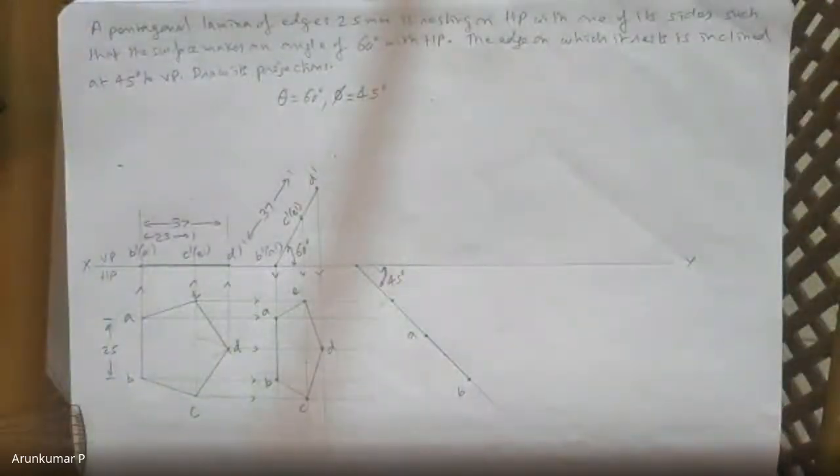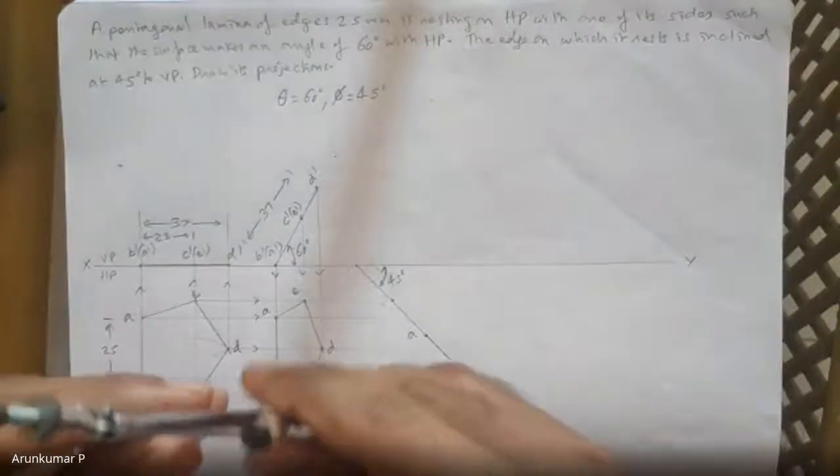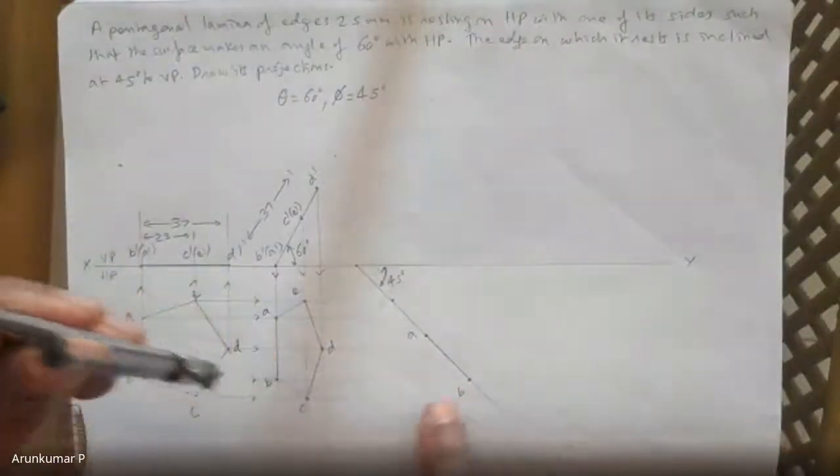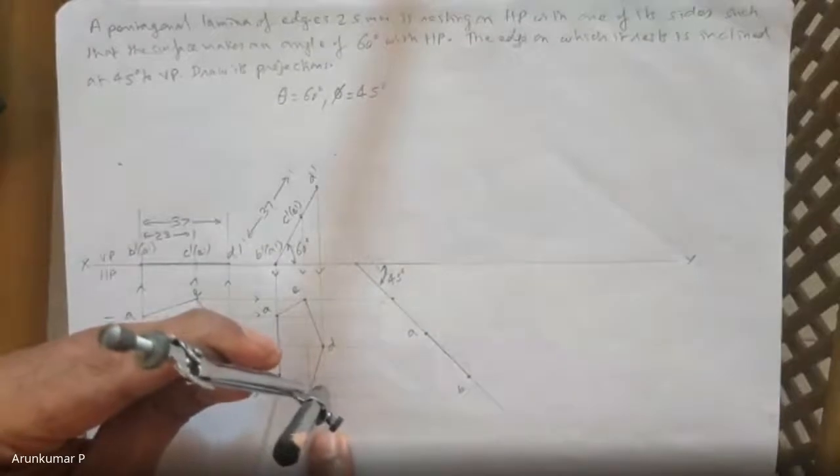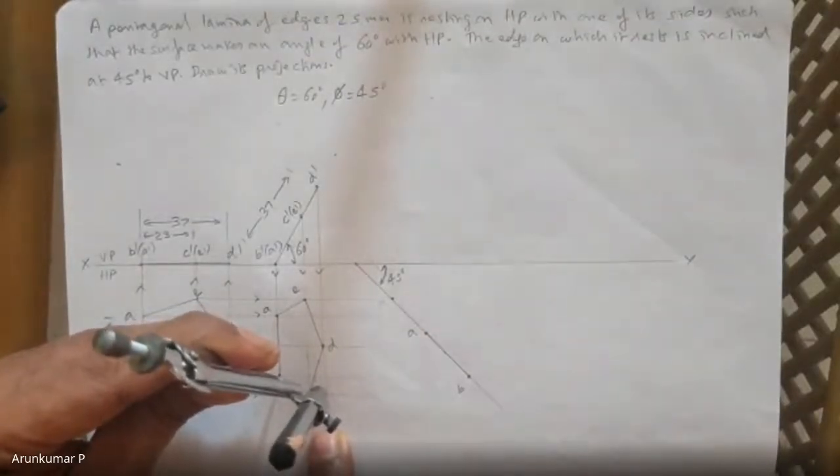Now you can use your rounder and locate the other three corners, that is C, D, and E. How to do that? You have to set your rounder to this distance. For example, you want to locate C. So what I'll do is from B to C, I'll measure this length. It is not 25, it is less than 25. So whatever it is, you measure the length. And then from B, you just make an arc towards the right side.